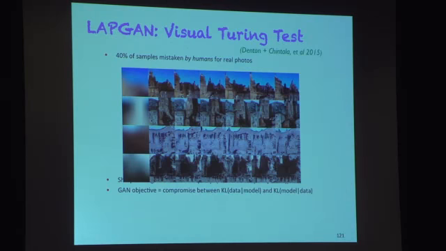In fact, they asked humans to look at the generated images. So there's a sequence of generation going from low resolution to gradually more and more resolution. And if you look at the generated images and you ask humans, are these natural or not, you actually find that 40% of the samples generated by the model were mistaken by humans for real photos.